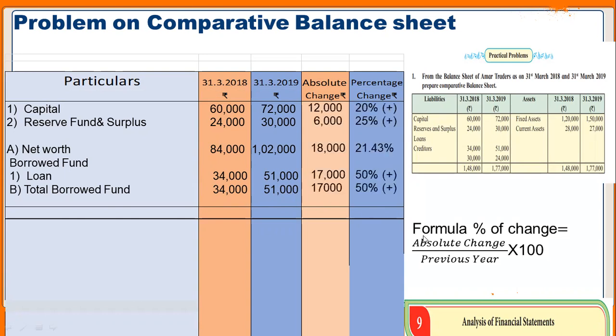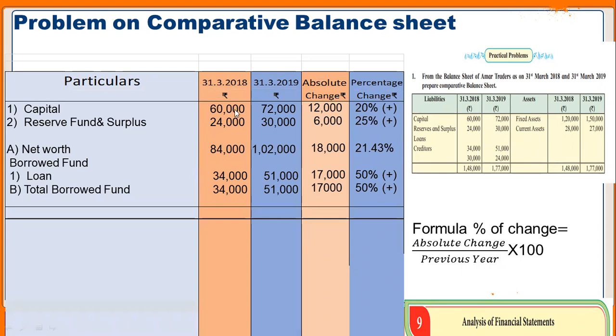See the formula of change, that is absolute change upon previous year into 100. The difference of 2 years capital is 12,000. Difference of reserve fund 6,000. Net worth difference is 18,000, total of both the items. Loan difference is 17,000. So for percentage, apply this formula: absolute change upon previous year into 100.